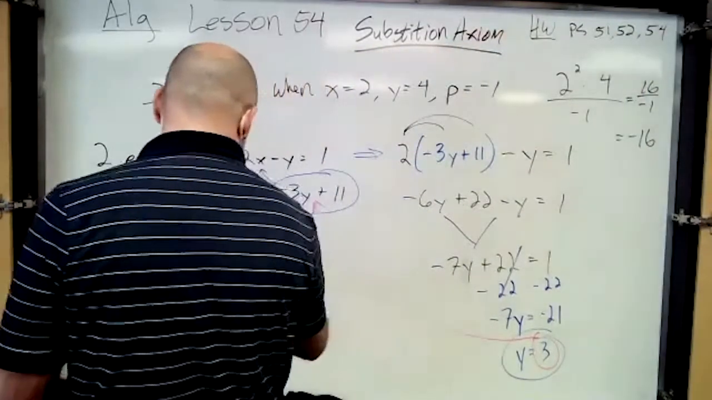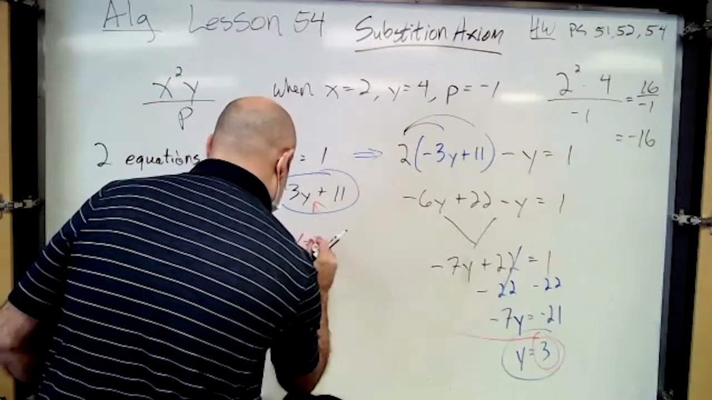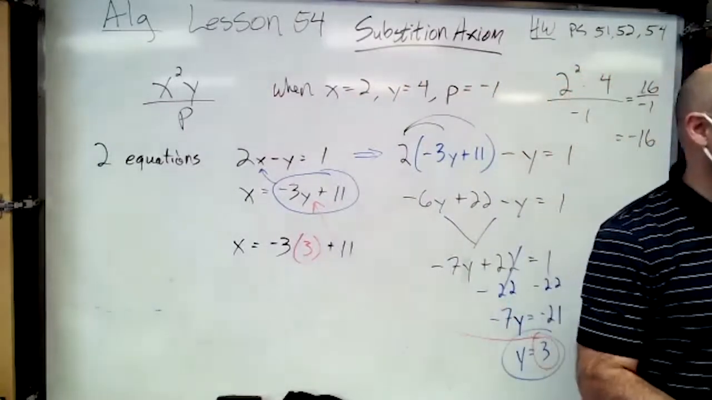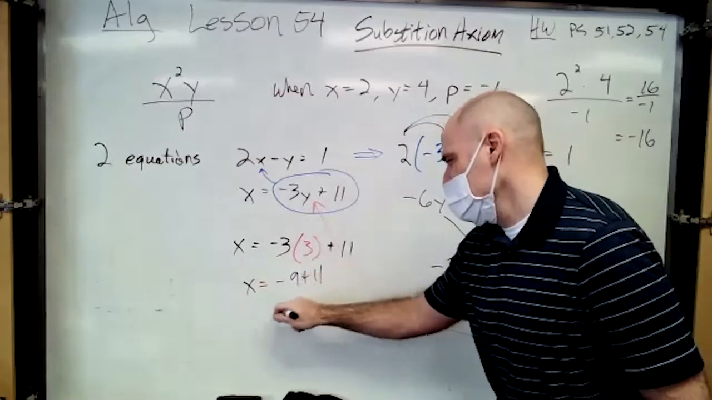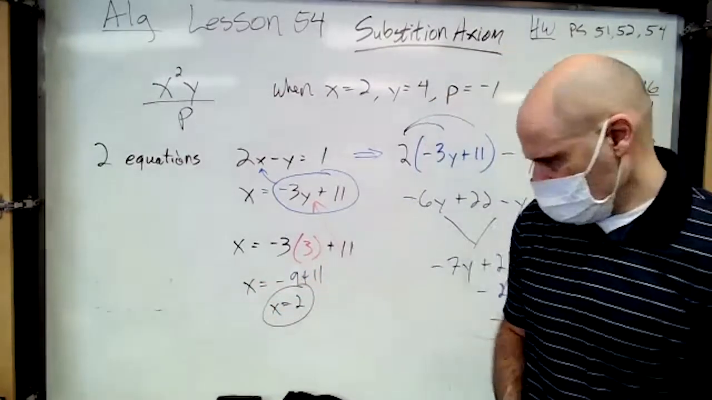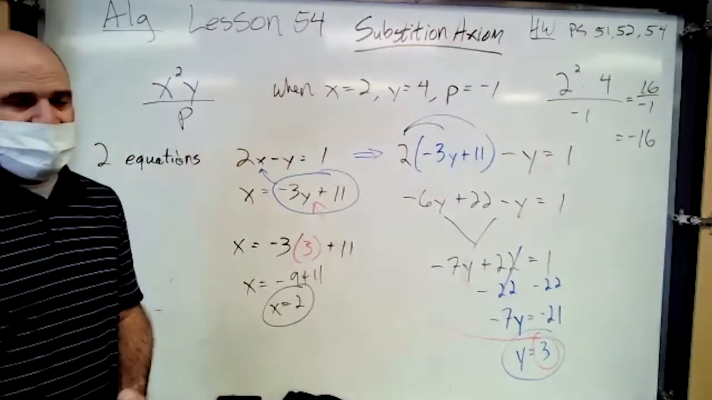So x equals negative 3y plus 11. Okay? So what is x? Well, that's just negative 9 plus 11. So x equals 2. Now watch this. This is the coolest part. So I'm going to plug in 2 and 3 into both of these equations to see if it works.